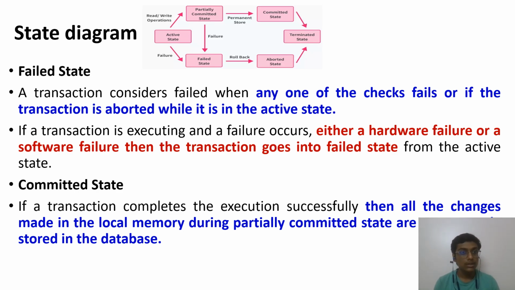So the second state is the failed state. A transaction is considered failed when any one of the checks fails or if the transaction is aborted while it is in the active state. And the last state is the committed state. If a transaction completes the execution successfully, then all the changes made in the local memory during the partially committed state are stored in the database.